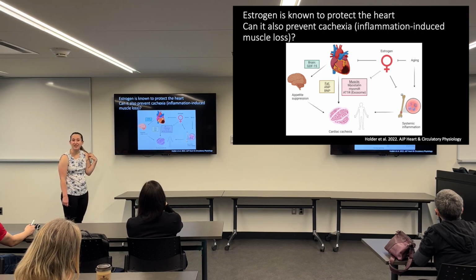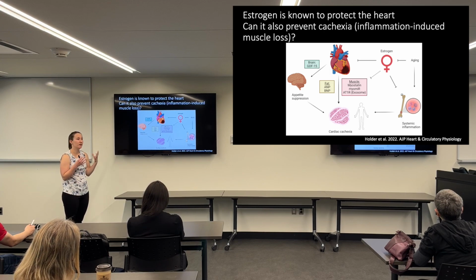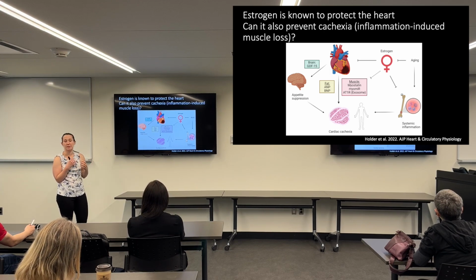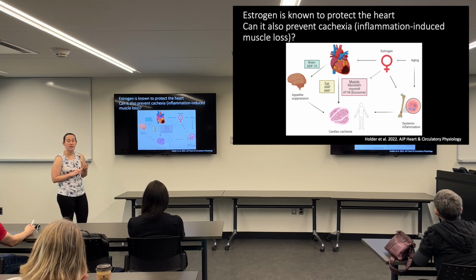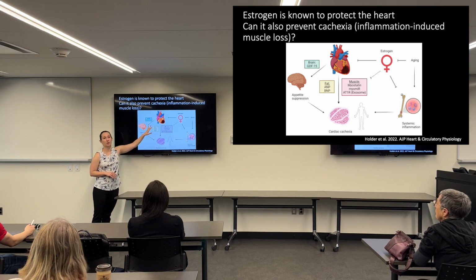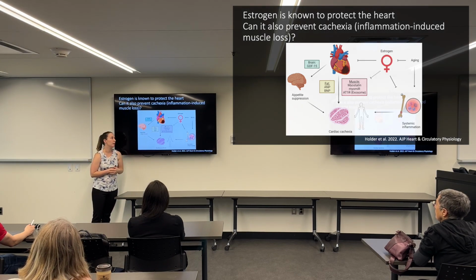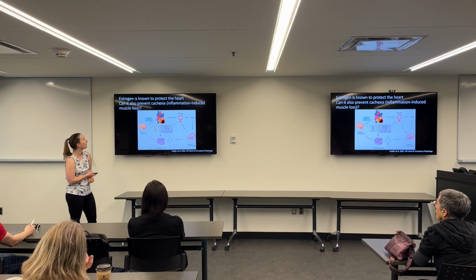This ties into aging because around the time of menopause, estrogen levels tend to drop. And using mouse models where young mice have their estrogen reduced, they actually have worse cardiovascular outcomes than normal female mice.